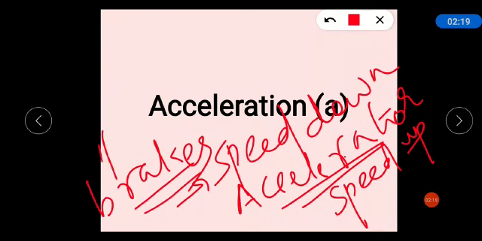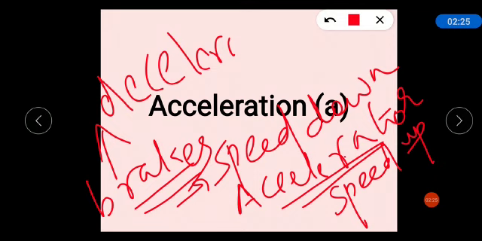So that means what it is doing? It is reducing. So it is called decelerator. What it is called? Decelerator, or it is decelerating the motion. Decelerating means speeding down or lowering the speed. Clear?